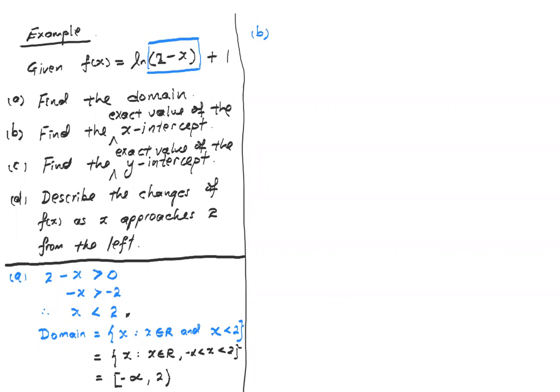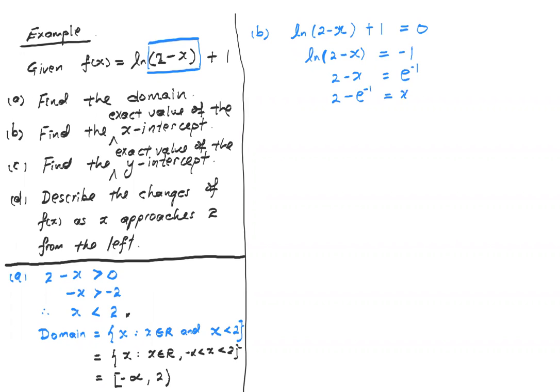Find the exact value of the x-intercept. Exact value, that means, okay, I'm going to show it to you. Okay, so I want to find the x-intercept. I must let y equal to 0, sorry. So I will say ln(2 minus x) plus 1 equal to 0. Yeah, so my ln(2 minus x) is equal to -1. So my 2 minus x is equal to e to the power -1. So the x, 2 minus e to the power -1 is equal to x.